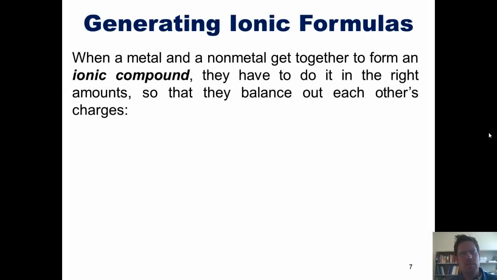So when a metal and a nonmetal get together to form an ionic compound, they have to do it in the right amount so that they balance out each other's charges. For example, let's pretend that we had a metal A with a charge of plus X getting together with a nonmetal B which has a charge of minus Y. How many A's will have to combine with how many B's to give us a balanced ionic formula? Although we could do some convoluted math here if we wanted to, there's a simpler way to generate an ionic compound's formula. And what is that way?